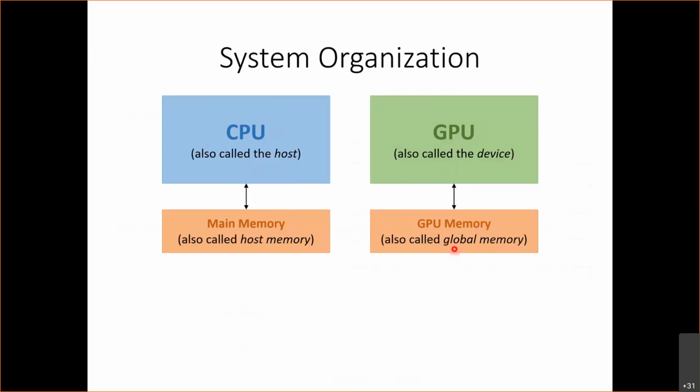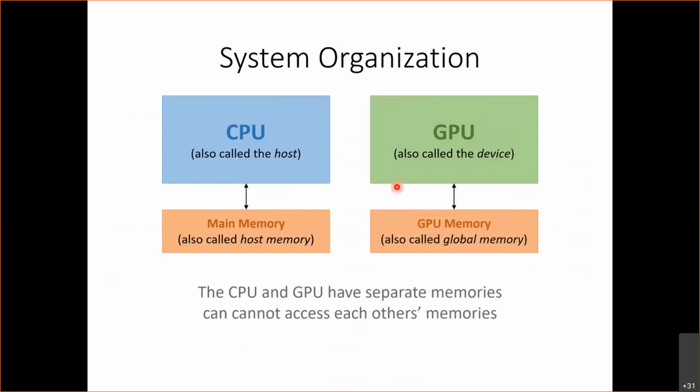The reason we call it global memory is to distinguish it from other types of memory that the GPU has access to, which we will talk about in a few lectures from now. But for now, we're only going to worry about this one memory, the global memory. The CPU and the GPU have separate memories and they cannot access each other's memories, unless you use something like unified virtual memory, which is also an advanced topic that we will talk about later in the course. For now, we can assume that the CPU cannot access the GPU's memory and the GPU cannot access the CPU's memory.